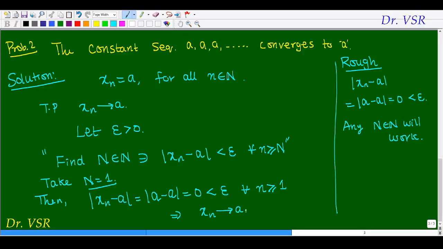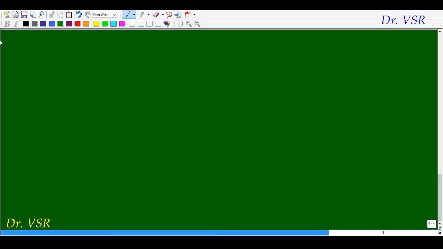So this is the second problem. Okay, we'll go to the third problem. So problem 3. Show that n plus 1 divided by n converges to 1. So we need to have, this is n plus 1 divided by n. This converges to 1.